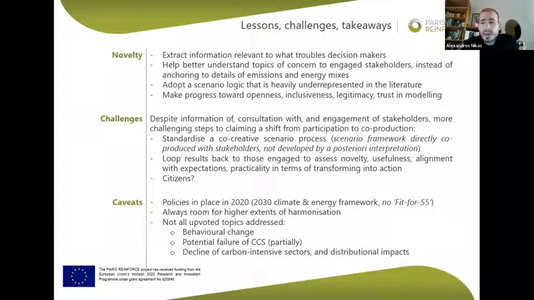And then we were not able to address all the upvoted topics. So for example, behavioral change, we had to produce a different study to see to what extent and how to incorporate behavioral change and lifestyle changes in energy modeling. We only partially touched upon the potential failure of CCS, and we didn't really do anything about the decline of carbon-intensive sectors and distributional impacts.